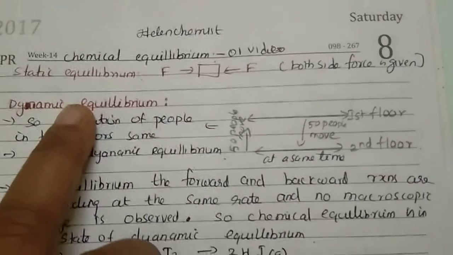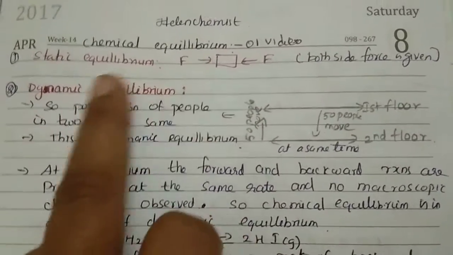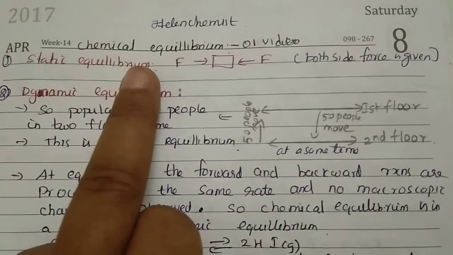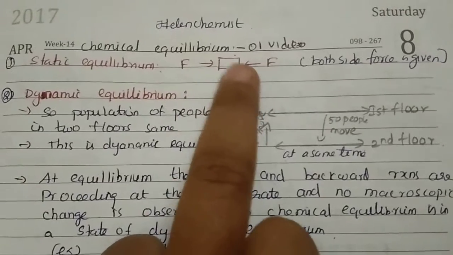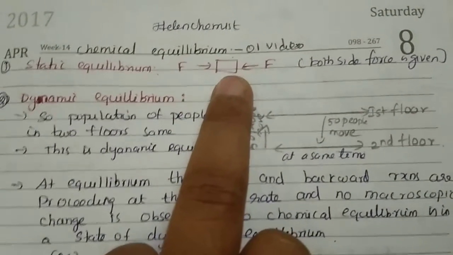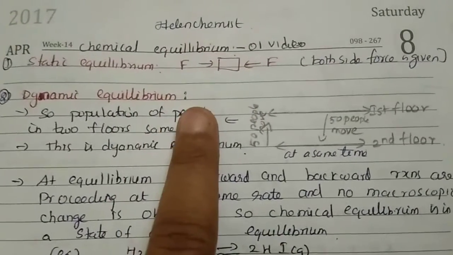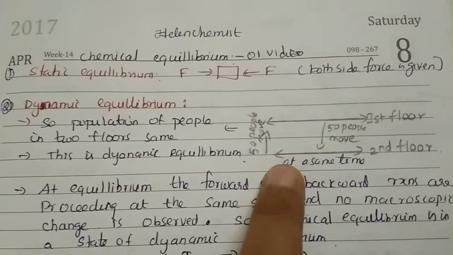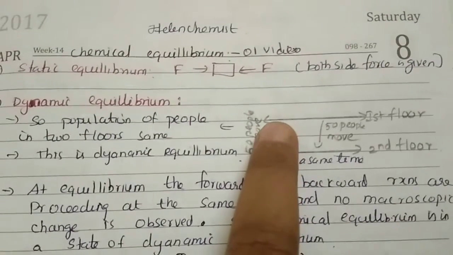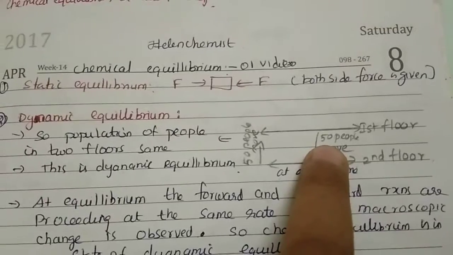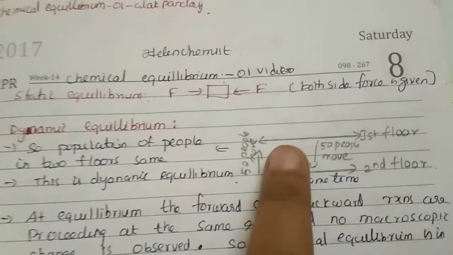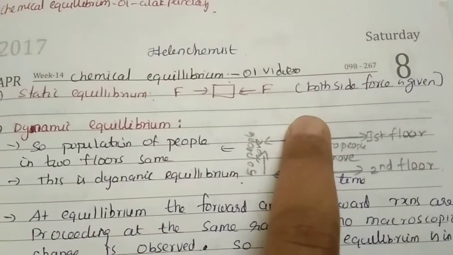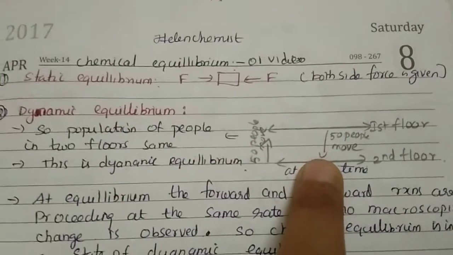In this session we are going to discuss the topic chemical equilibrium. There are two types: static equilibrium and dynamic equilibrium. When you give the force on both sides of this material, the material will be static. Then dynamic equilibrium: 50 people move from the second floor to the first floor, and the same number of people move from the first floor to the second floor. So the population of people on the first floor and the second floor will be the same. So this is the dynamic equilibrium.